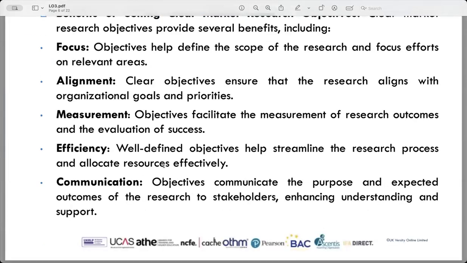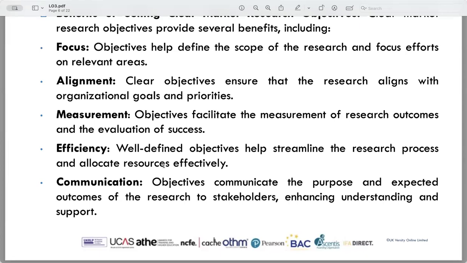When we talk about efficiency, well-defined objectives help streamline the research process and allocate resources effectively. When the objectives are clear, researchers can develop a focused research plan that outlines the necessary steps and methodologies. This improves the efficiency of the research process by reducing unnecessary activities and ensuring that resources are used in the most effective way possible.